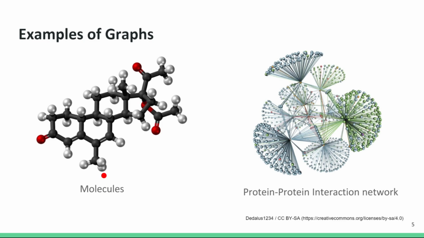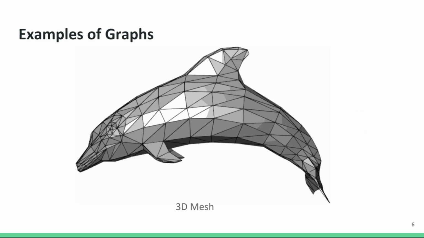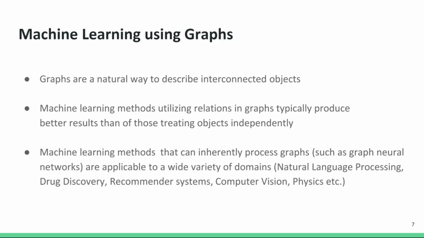For example, in a molecular graph, nodes represent atoms and edges represent chemical bonds. In a protein-protein interaction network, nodes are proteins and edges describe interactions between these proteins. Yet another kind of graph is a triangular mesh of a surface like the one seen here. This is a geometric graph where nodes are positions in three-dimensional space and edges are the lines connecting these points. From these examples, we can conclude that graphs are a natural way to describe interconnected objects that show up in a wide variety of domains.